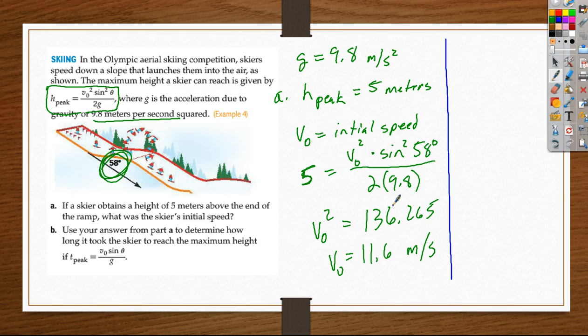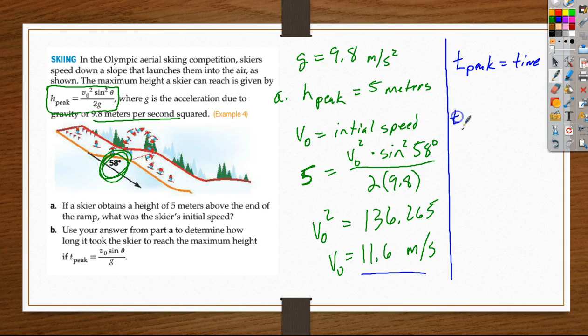All right. So let's do part B. This here, use the answer from part A. So I'm going to use this answer to determine how long it took for the skier to reach its maximum height. If T peak, what do you think the T stands for? Time. T peak is equal to time. Okay, so that's what they want me to find. And they give me V naught, sine theta, g. So I just plug everything in.